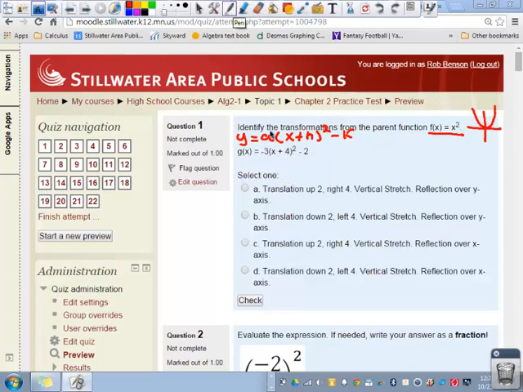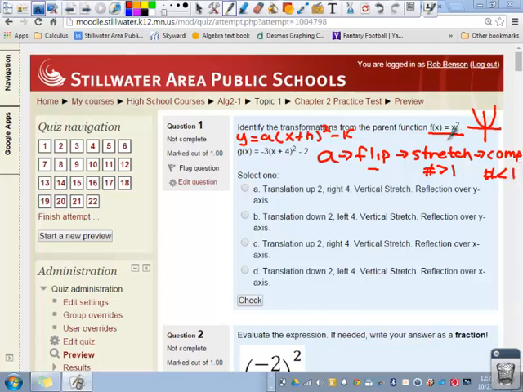First off, we got to figure out, what does this a do? Well, I'm going to tell you what this a does. The a does three things. The a can flip it if it's negative. It can stretch it if the number is greater than 1, or it can compress it if the number is less than 1.